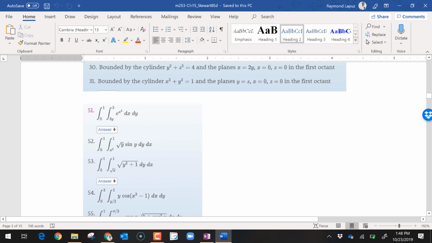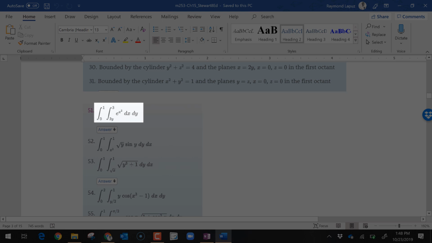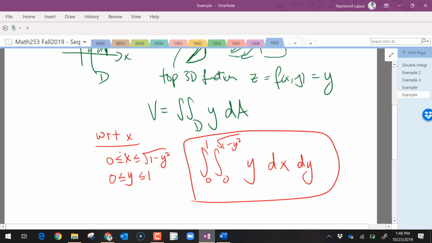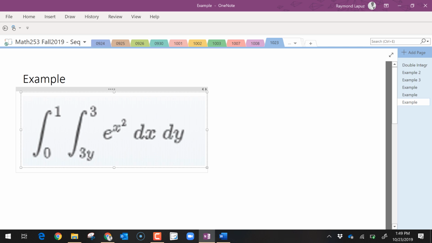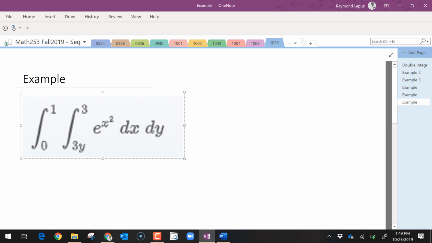All right, let's do one more. Back in Calc 2, there were a few functions where we said we just cannot integrate that. Here's one of them: e to the x squared.